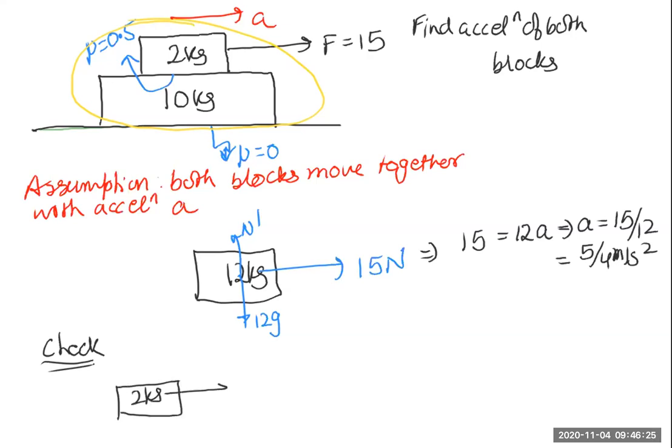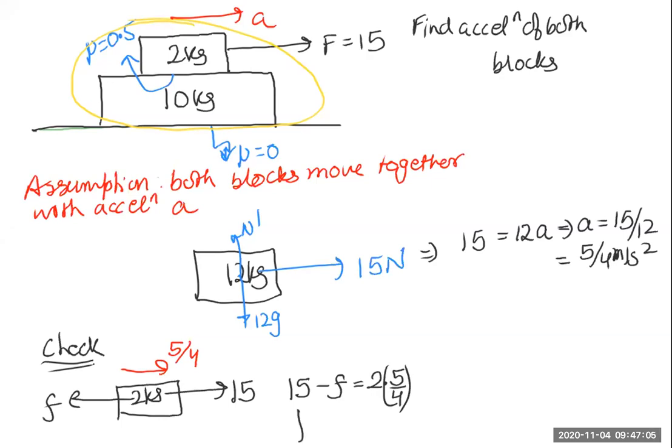So 2 kg block pe jo forces lage hain wo 15 hai aur F hai. Please notice, now I don't write the maximum value of friction because it is friction that I want to find out, and it is the value of friction that I'm going to get that will tell me whether my assumption is correct or incorrect. So the acceleration of the 2 kg block is 5/4. So I will have an equation which is 15 minus F is equal to mass into acceleration. Right? Yehi 10 kg block ke saath bhi kar sakte the. In fact, you should do it in your copies. So F is equal to 15 minus 10/4, which is equal to 60 minus 10, that is 50/4.